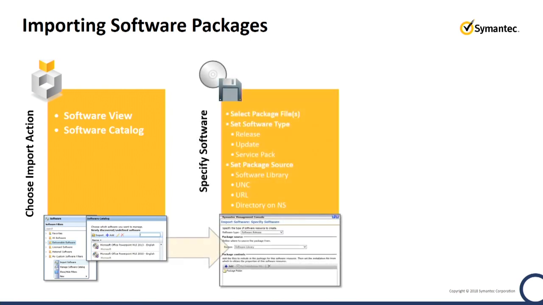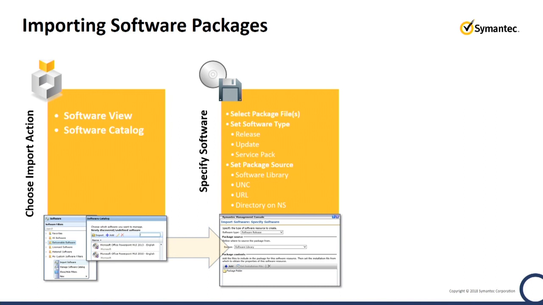Then we specify the software. If it's an automated one where we're just bringing in an MSI, most of these details will automatically be brought in. You've got the software type, whether it's a release, update, or service pack, and that's one you would have to set. Automatically, as default, it would be a release. But if it is an update or a service pack, you would want to change that classification.